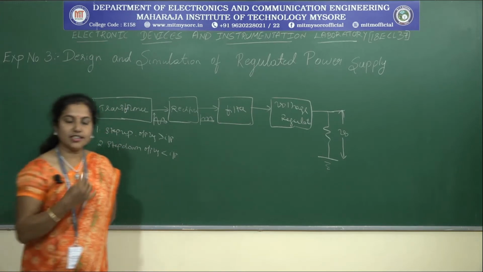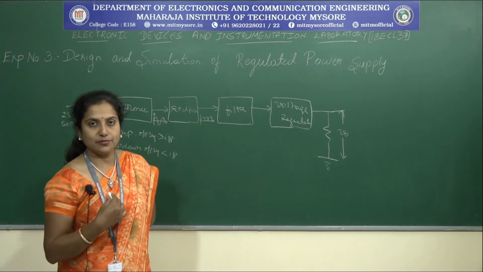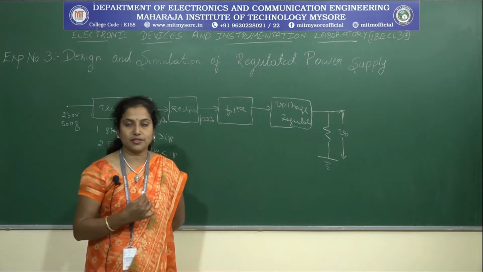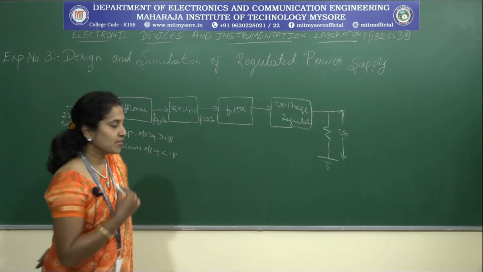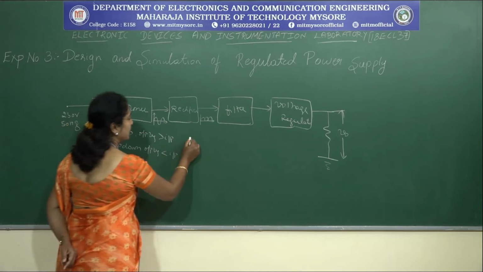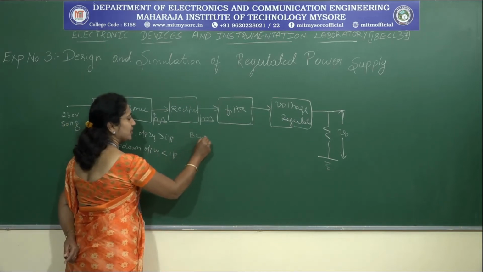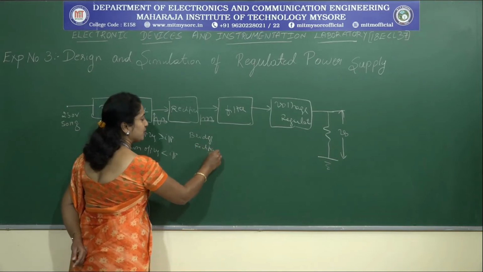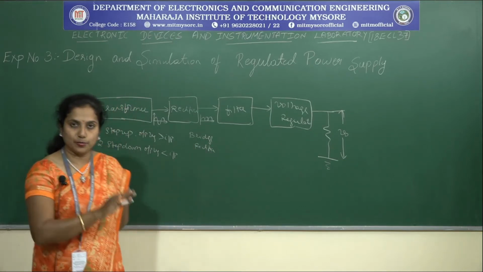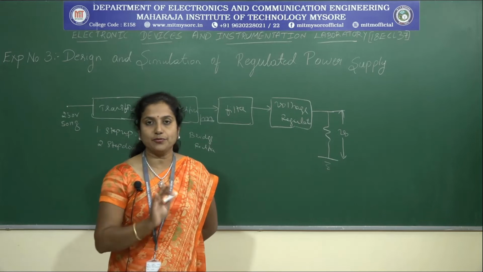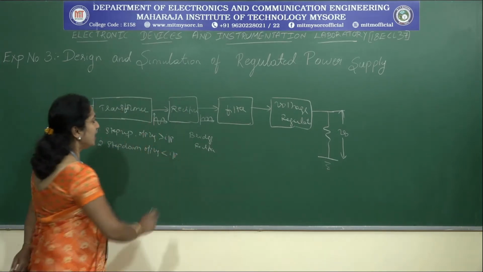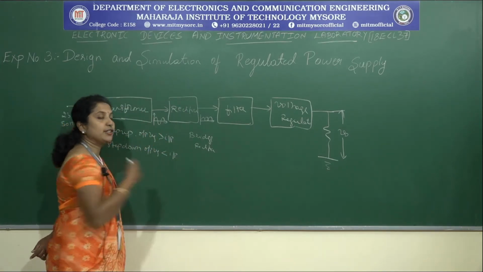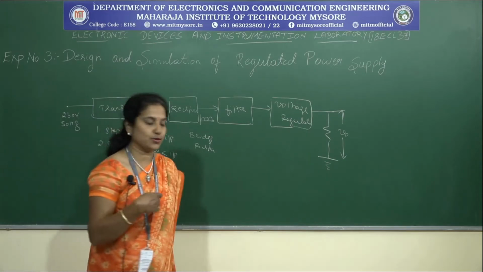In the rectifier there are 3 types: half wave rectifier, center tapped full wave rectifier and the bridge rectifier. In our experiment we are using the bridge rectifier. Why are we using the bridge rectifier? The efficiency is higher compared to the half wave and center tapped full wave rectifiers, and the bridge rectifier gives a smoother output.